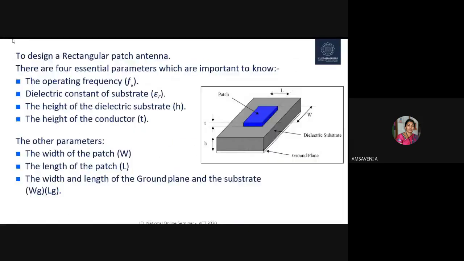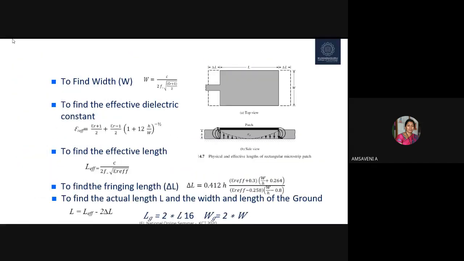And the field lines are photo etched. And these are the design equations for a microstrip patch antenna. The width is c by 2 f naught, square root of 2 by epsilon r plus 1. Here epsilon r is the relative permittivity of the dielectric material we are choosing, f naught is the operating frequency, and c is the velocity of light. It is 3 into 10 to the power 8 meters per second.